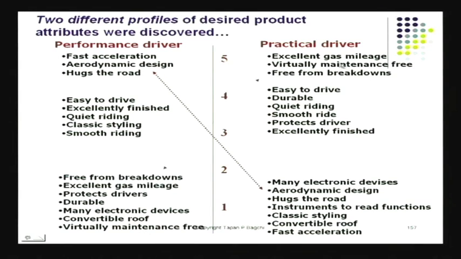The practical driver, on the other hand, wanted excellent gas mileage, quite opposite to what the performance driver wanted. And they wanted it to be virtually maintenance free, the practical drivers. They wanted it to be free from breakdowns, again quite opposite to what these guys wanted. They obviously wanted it to be easy to drive, durable and so on. Notice some of these things are common. These things are common because these are basic needs. These are basic functional needs.